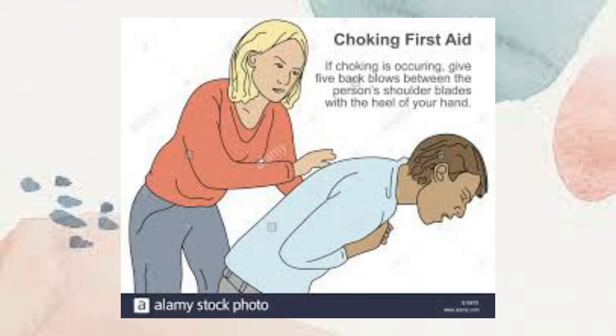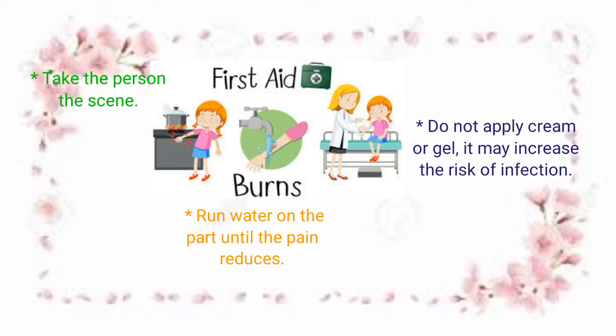The next we're going to look at is burns. How do you treat burns? One, take the person from the scene where the burns occurred. Then the next thing to do is get to a tap or running water and put that part until the pain reduces, when you do not feel as much pain as when the burn occurred. Okay, then do not apply cream or gel because it may increase the risk of infection. I hope you get that.